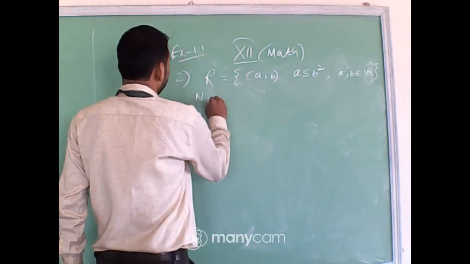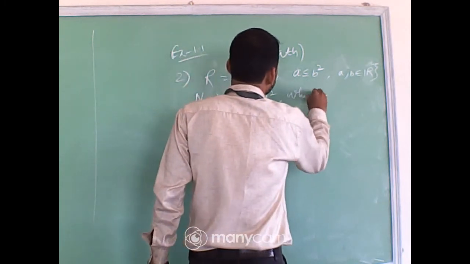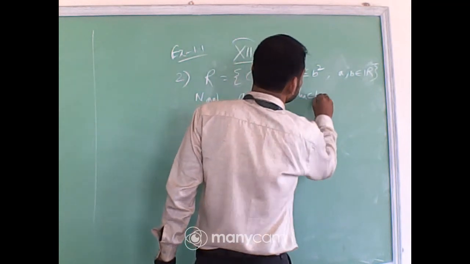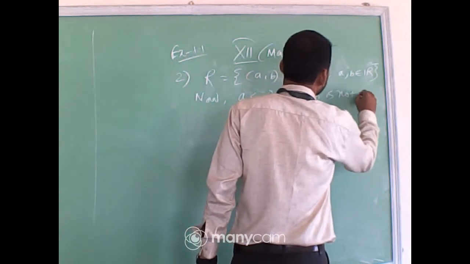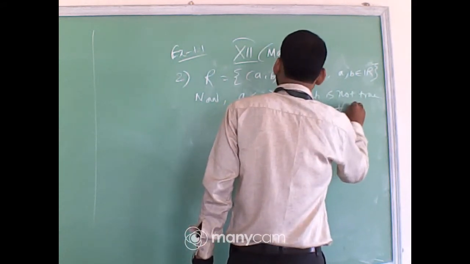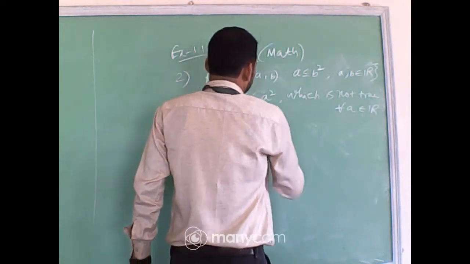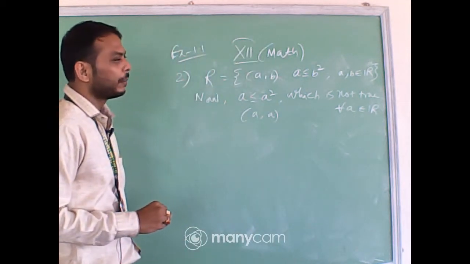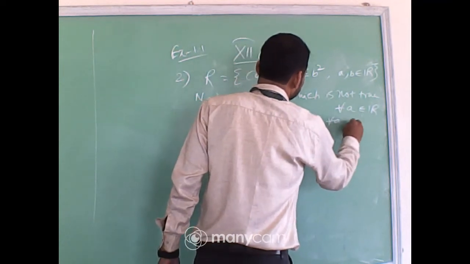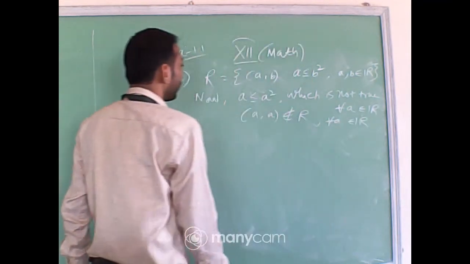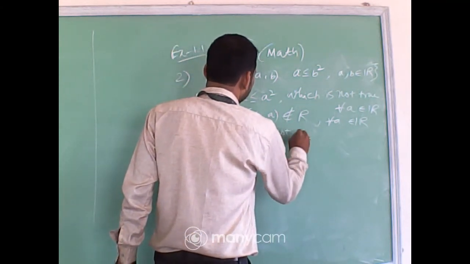Now, a ≤ a² is not true for all a belonging to the set of all real numbers. That means the ordered pairs of the same elements do not belong to R for all a belonging to the set of all real numbers. Therefore, R is not reflexive.